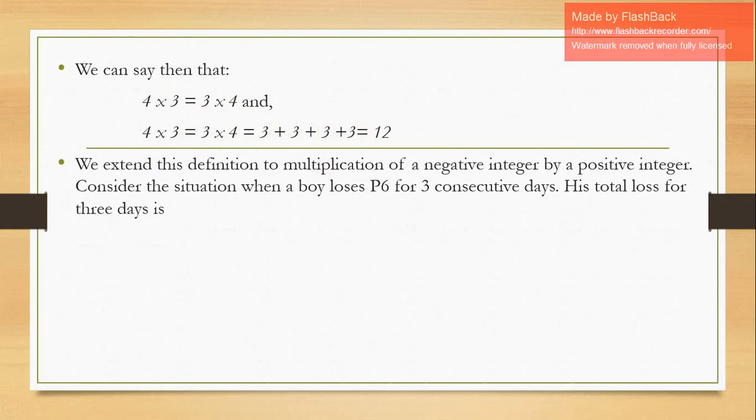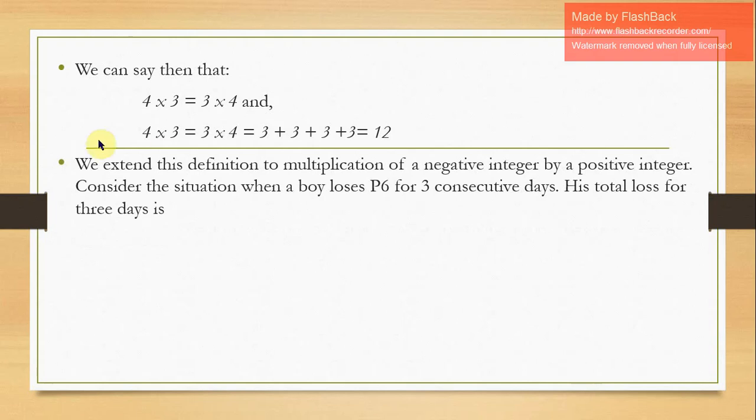Now, we extend this definition to multiplication of a negative integer by a positive integer. In a previous video, we defined integers as the set of natural numbers, the negatives of those natural numbers, and 0. I will repeat, integers are the set of natural numbers, including the negatives of those natural numbers and including 0.